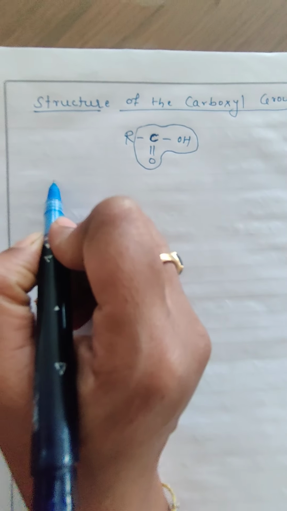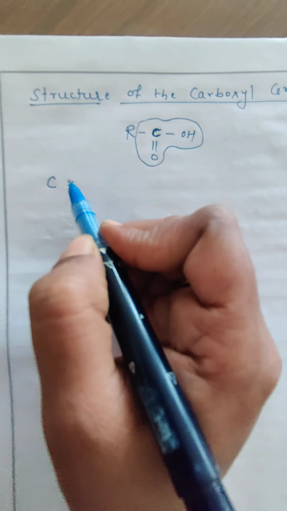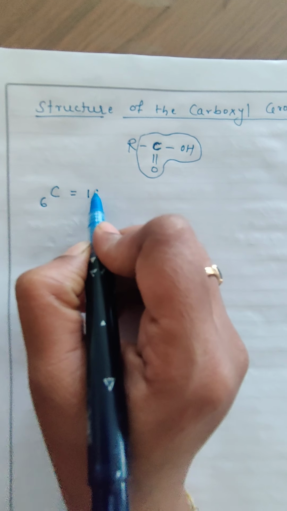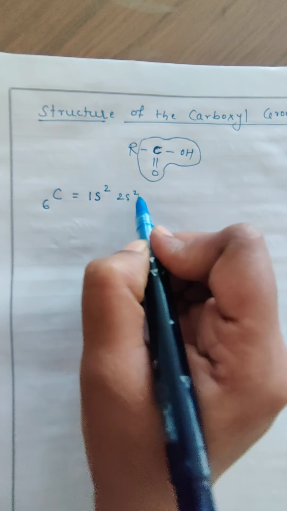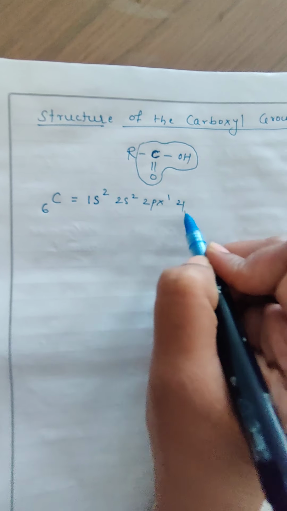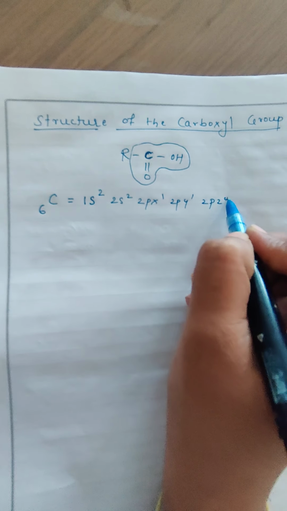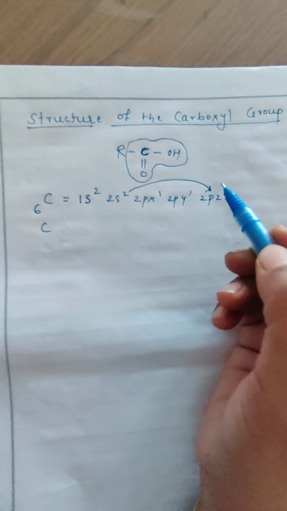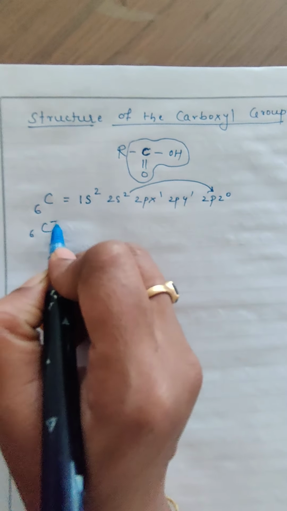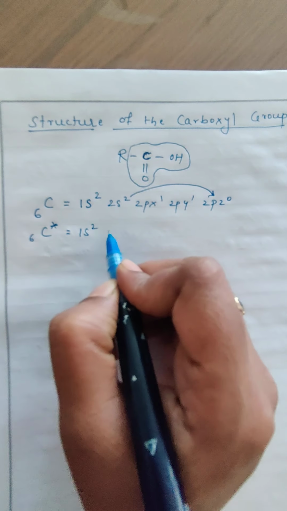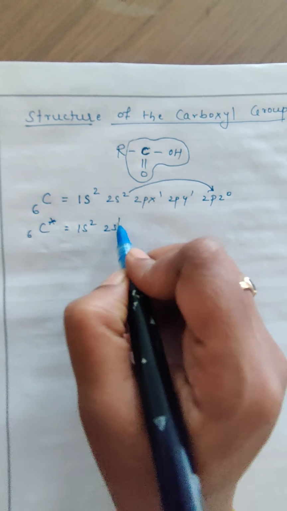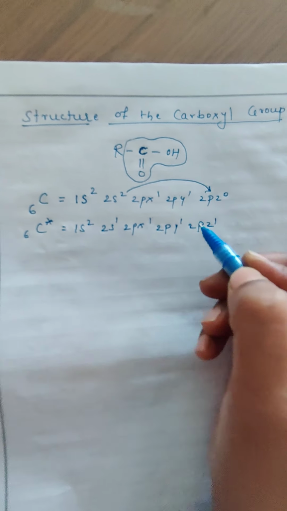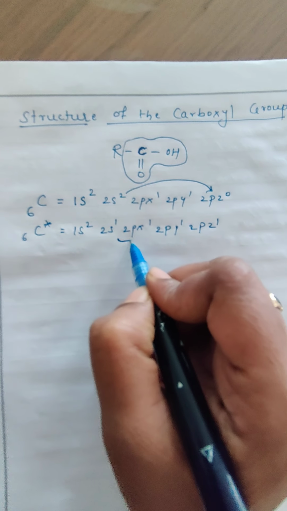So we are writing here first the ground state electronic configuration of carbon. The atomic number of carbon is 6, as we know. So the electronic configuration becomes 1s2, 2s2, 2px1, 2py1 and 2pz0. Now one electron from the 2s orbital gets excited to 2pz, and therefore the excited state configuration becomes 1s2, 2s1, 2px1, 2py1 and 2pz1.